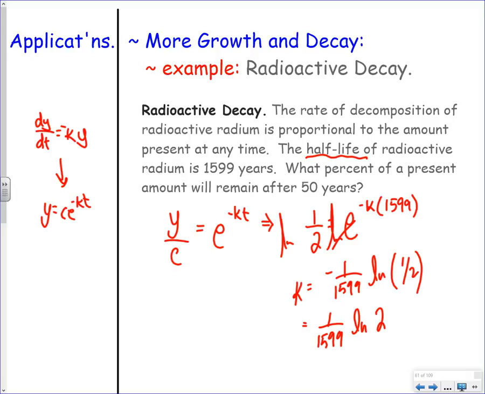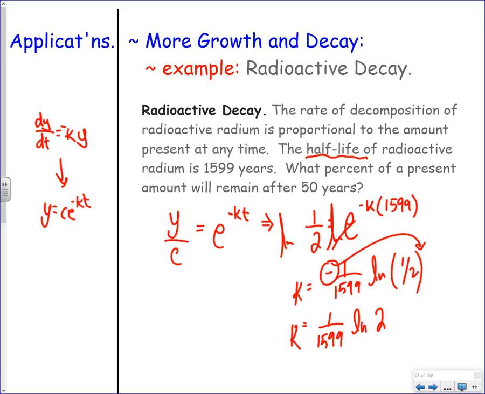Cool. How'd that happen? Oh, because the negative went up. The negative could come up as a power. And what's 1/2 to the negative 1? 2. Either way you look at it, it's going to be the exact same decimal. That's k. But what were we supposed to do with it?